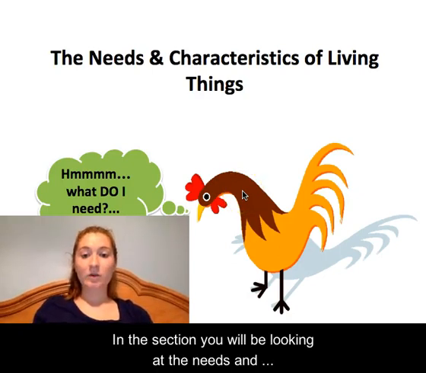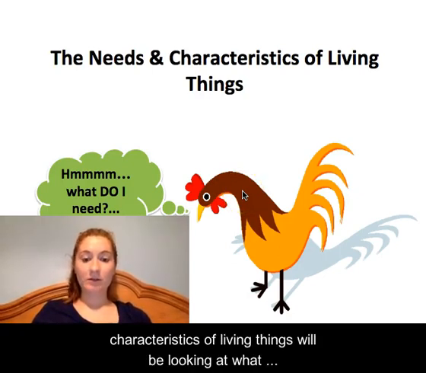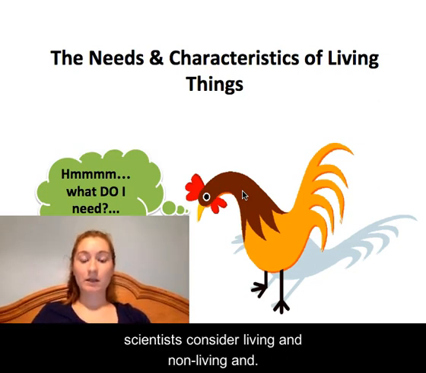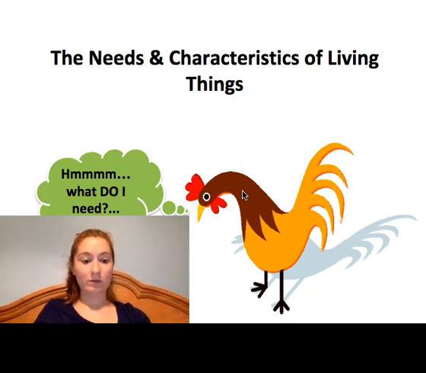In this section, we will be looking at the needs and characteristics of living things. So we'll be looking at what scientists consider living and non-living and what those things need to survive.